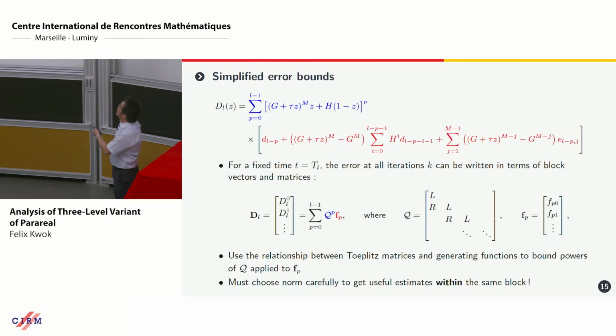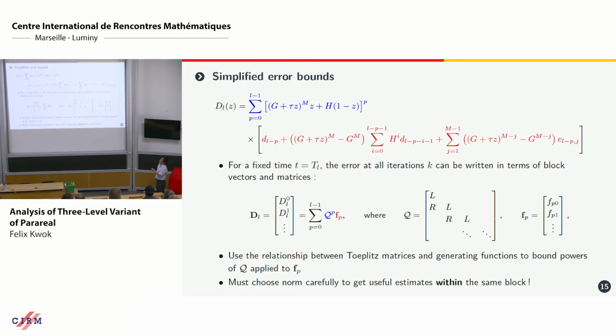So if you want a simpler bound, you can use the relationship between generating functions and Toeplitz matrices. Then you can do everything in terms of matrices and matrix norms. You can group them into blocks. Now, of course, you have to be careful not to just apply, say, the infinity norm, because then you'll get the same estimate for the first n+1 iterations and then the next n+1 iterations. That wouldn't be good, so you want to scale that. You want to do a diagonally scaled infinity norm. There's a lot of details in here.